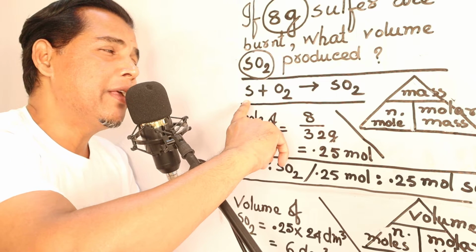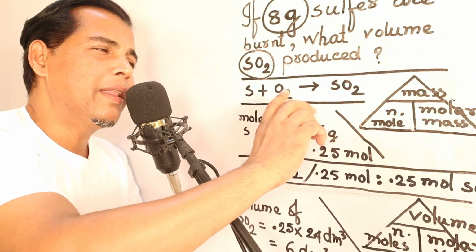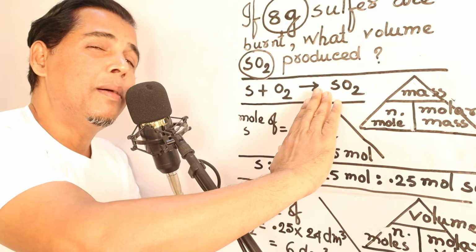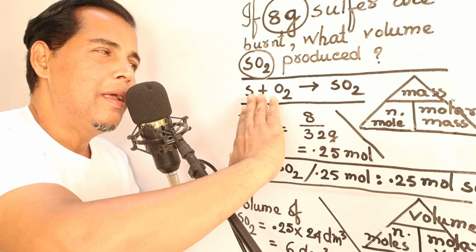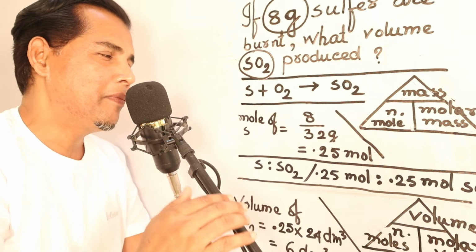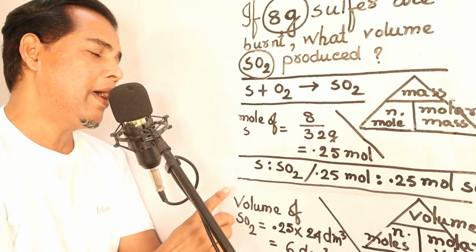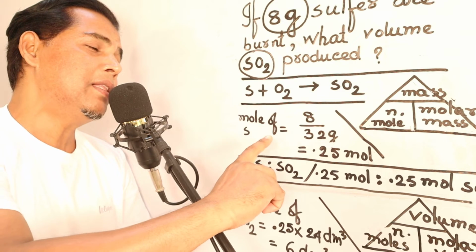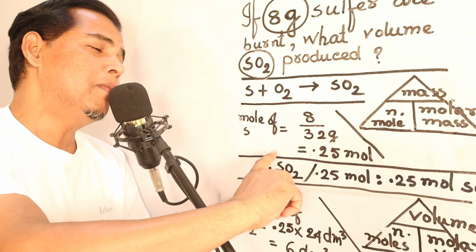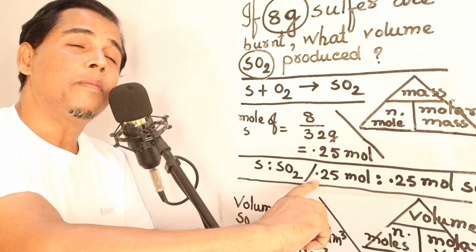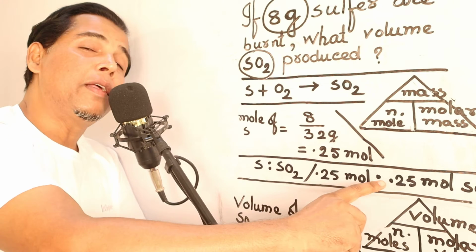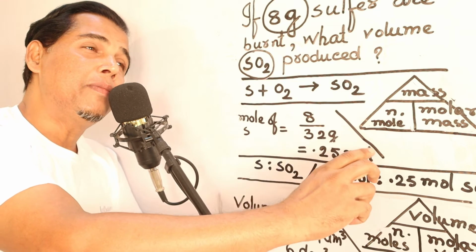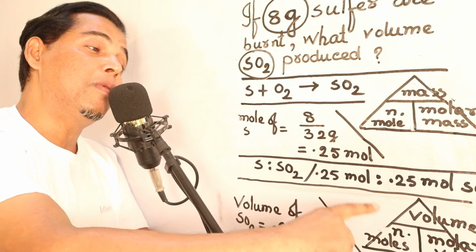As you are watching, there is no 2, 3, 5, nothing. It means equal number of sulfur, equal number of oxygen, equal number of sulfur dioxide. The ratio is a very plain ratio. So you can tell that the sulfur and sulfur dioxide ratio is the same. If the number of moles of sulfur is 0.25, the number of moles of sulfur dioxide also becomes 0.25. This is the interim formula. My main targeted formula is volume.